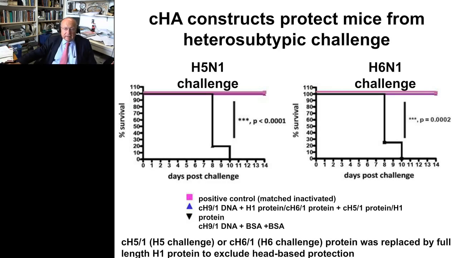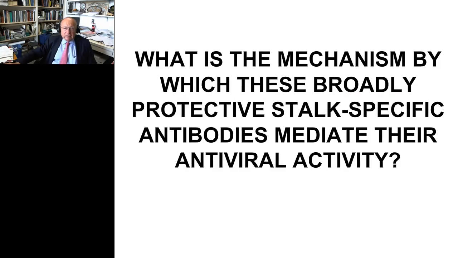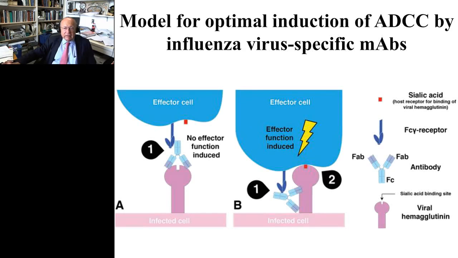We can also show that we can do similar experiments with a group 2 stalk, and we were also able to show that the mechanism by which this happens is through antibodies, by a passive transfer. Now, very specifically, we showed that these broadly protective stalk antibodies mediate their antiviral activity by a mechanism by which the antibody is actually, let me show you this here. This is a model for optimal induction of ADCC, antibody-dependent cell-mediated cytotoxicity.